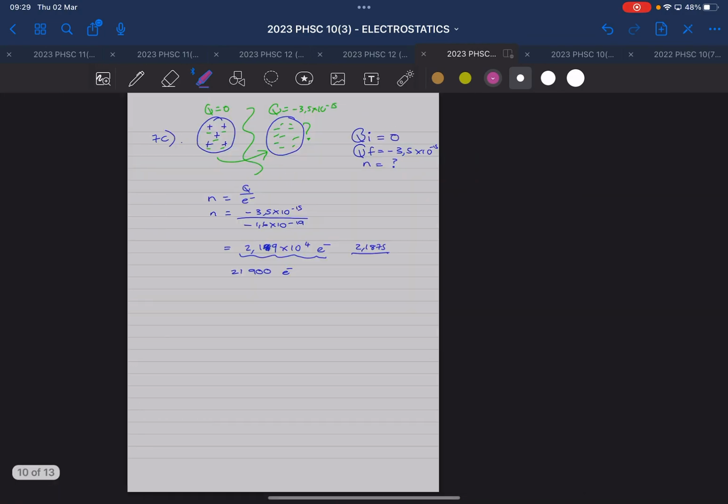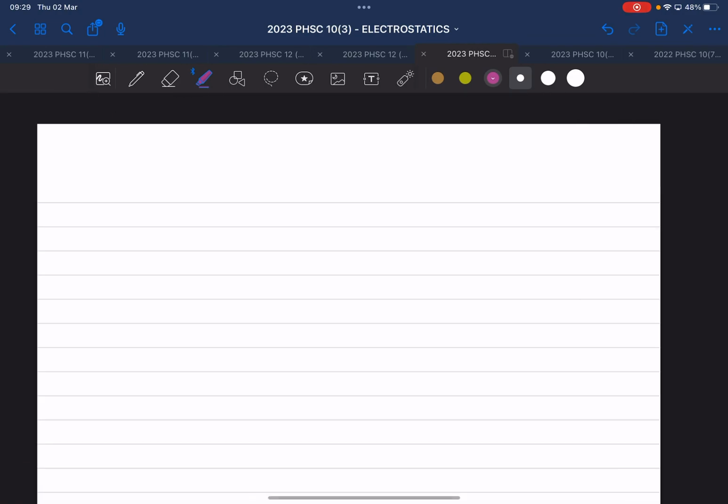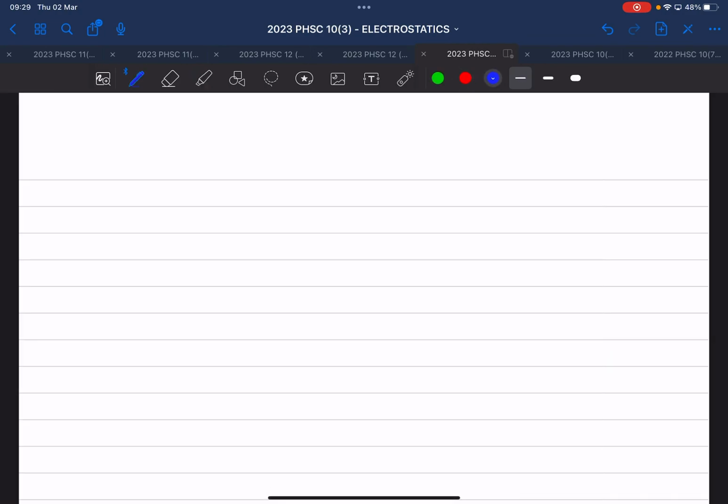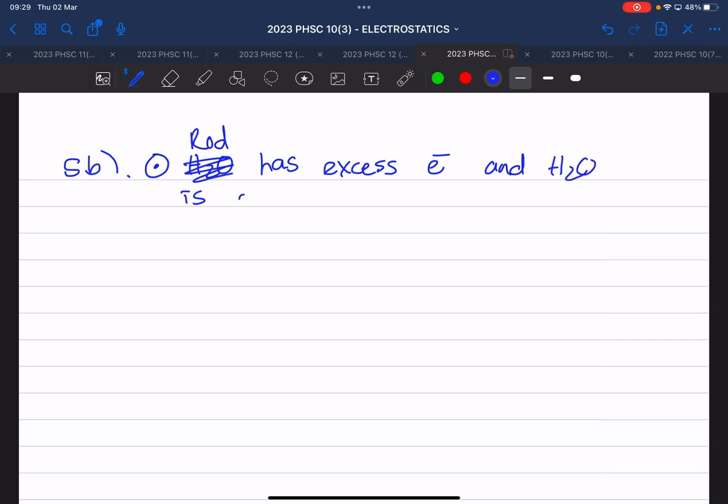Okay, so let's write. We are on 5B. We are first going to state what Kamu said. The rod has excess electrons and water is neutral. Remember water symbol is H2O.